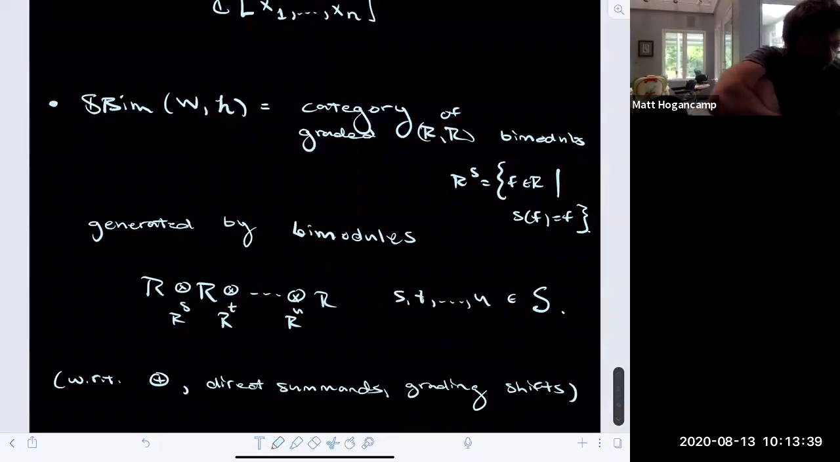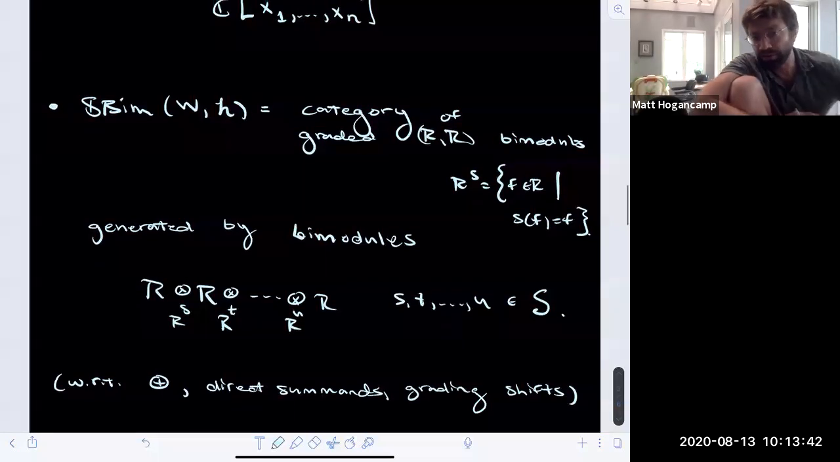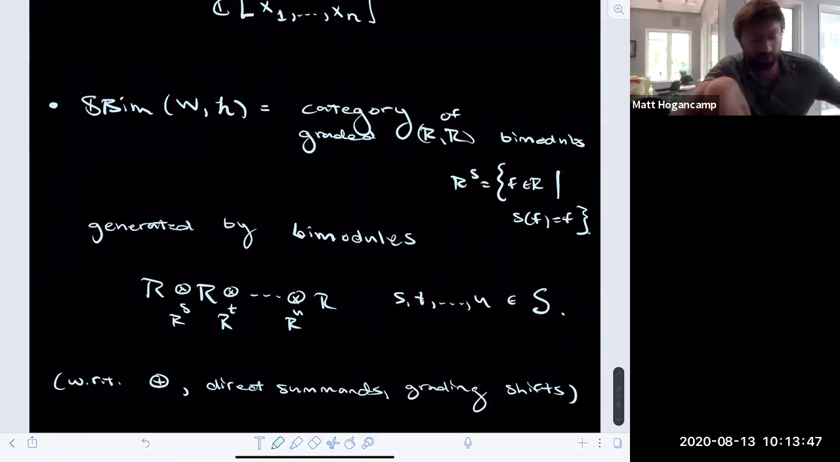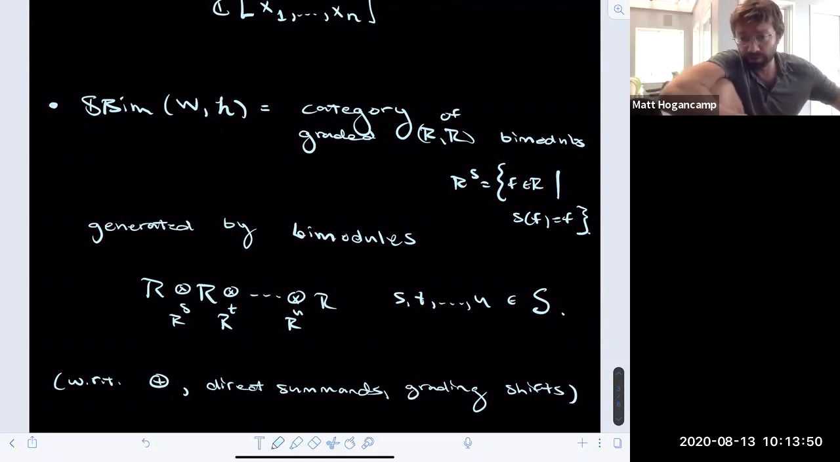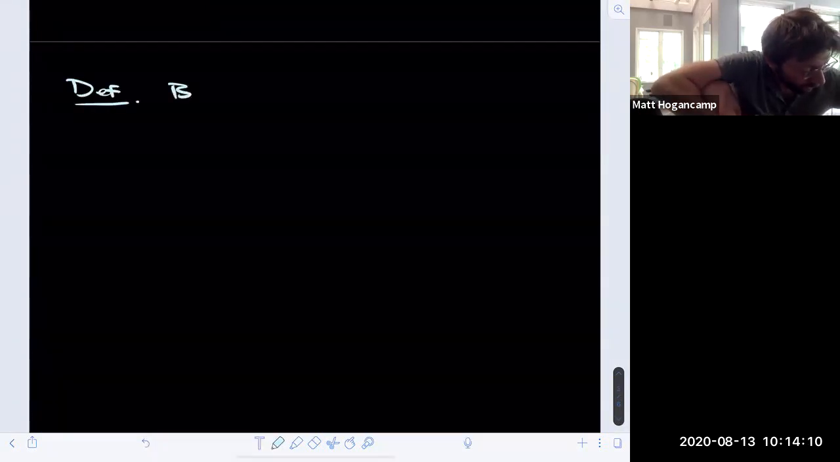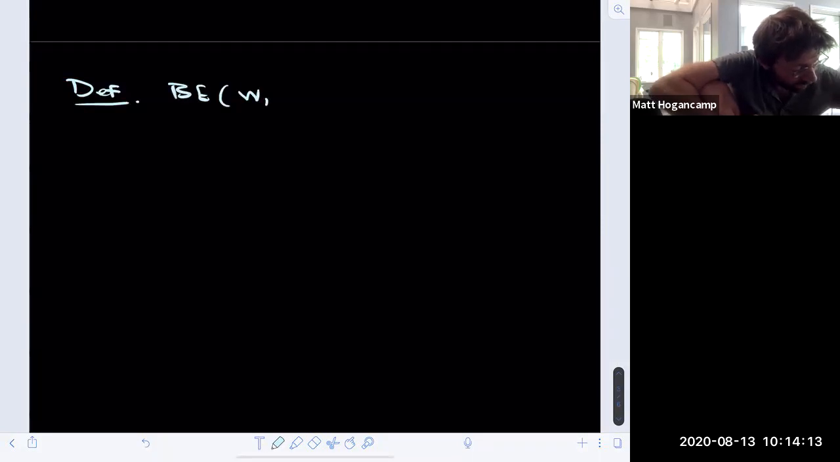Let me emphasize that here I don't want to worry about the ground ring at all, so everything is over the complex numbers. But everything that I say, you can still make sense of it for more general rings of scalars. Okay, so the category BE then is just defined to be the homotopy category of complexes of Soergel bimodules.